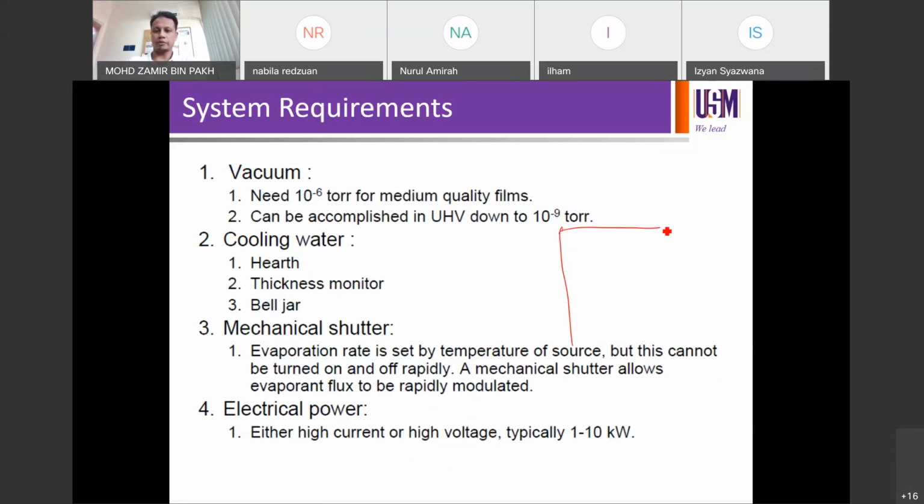So this is your chamber. This is your source, aluminium, for example. Katalah you punya silicon kat sini. Silicon wafer. Before you actually start deposition on your sample, we normally have a shutter to block the deposition.